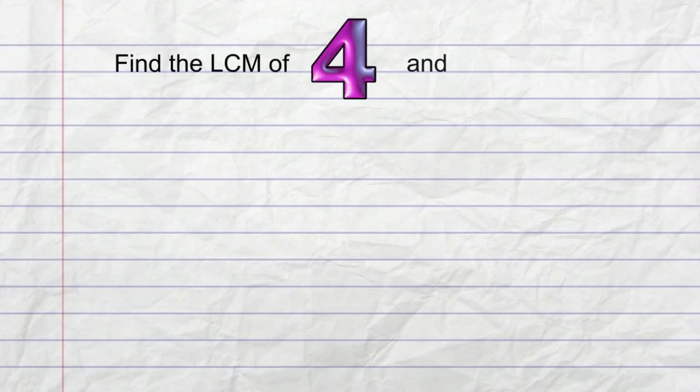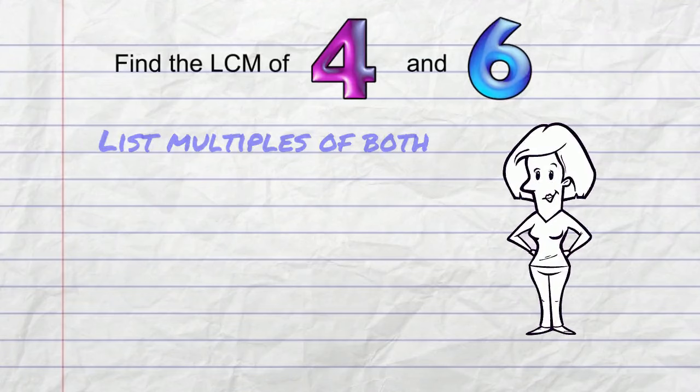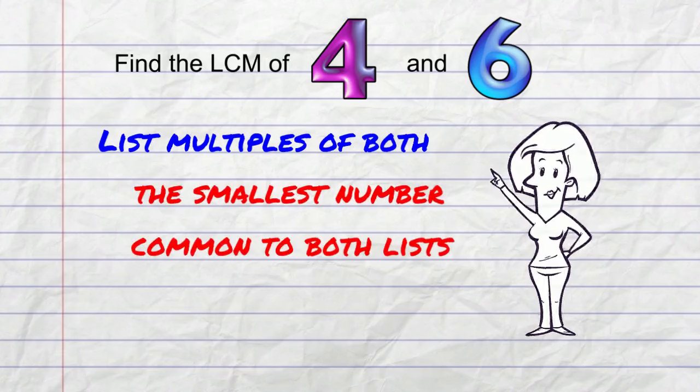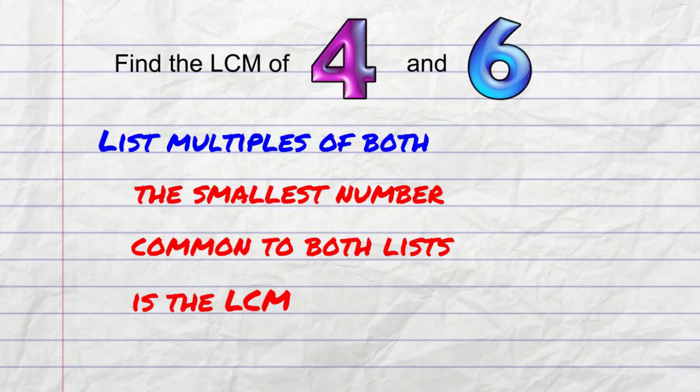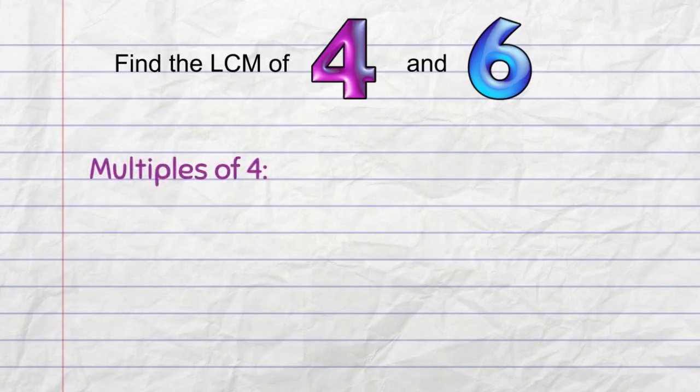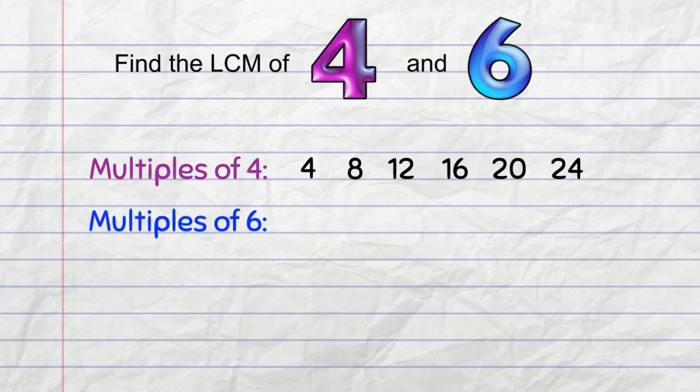Let's say we have to find the LCM of 4 and 6. We're going to list multiples of both these numbers, and we're looking for the smallest number that occurs in both lists, that's common to both lists. That's the LCM. Note down multiples of each number. Multiples of 4, and just list them in a line. 4, 8, 12, 16, 20, 24. And then list multiples of 6.